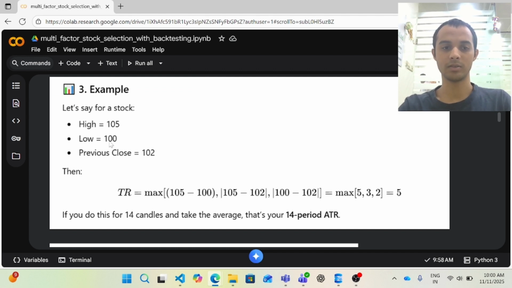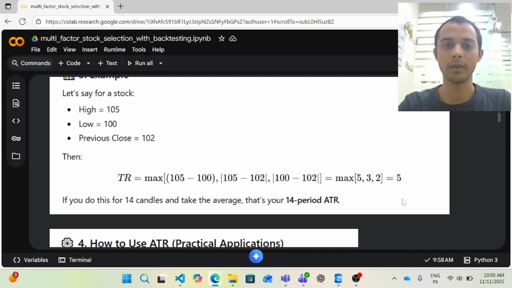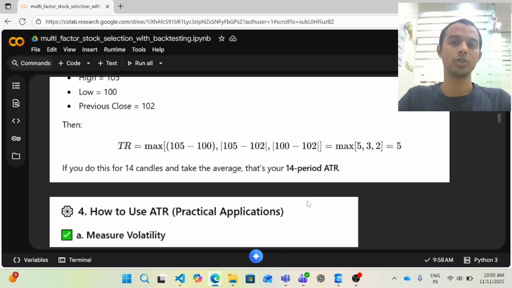And this is an example for you to understand. Let's say high is 105, low is 100, and previous close is 102. So we take high minus low, high minus previous close, and low minus previous close. This is the one value that we get. But for 14 candles we have to find a different TR, because for every candle that we are on, our previous close will change. So the values may differ for everything, and after that you have to take an average of 14 days. From that you will get your average true range, from which you can decide that the market can move this much, and use it to your advantage.